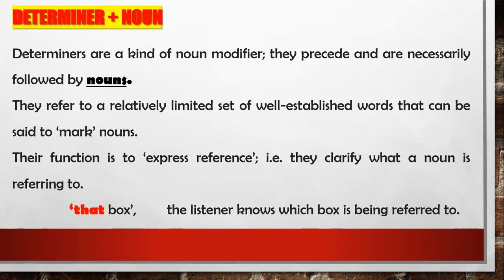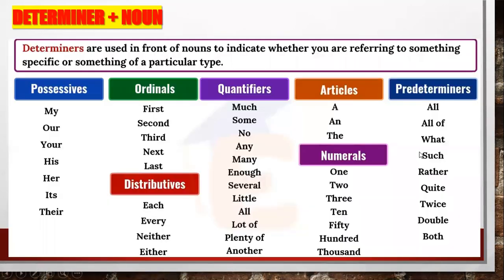they clarify what a noun is referring to. Notice the example below: that box. We use the determiner that. The listener knows which box is being referred to, not any box, that box, all right? So you are determining the noun. This is the function of determiners. They express reference, all right? And we are going to see which determiners we have. Determiners, remember, are used in front of nouns to indicate whether you are referring to something specific or something of a particular type.